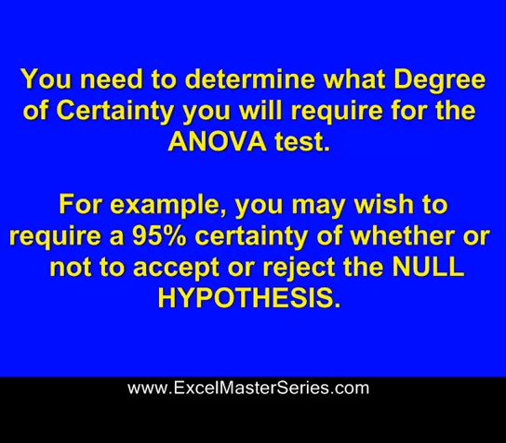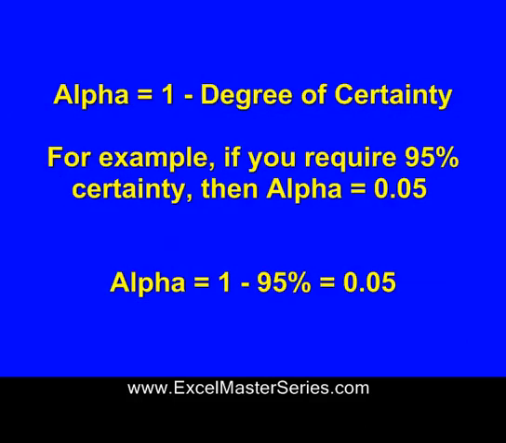You need to determine up front the degree of certainty that you're going to require for your ANOVA test. For example, you might wish to require a 95% degree of certainty of whether or not to accept or reject the null hypothesis. And alpha is derived from that degree of certainty. Alpha equals 1 minus the degree of certainty. For example, if you required a 95% degree of certainty, then alpha would equal 0.05.